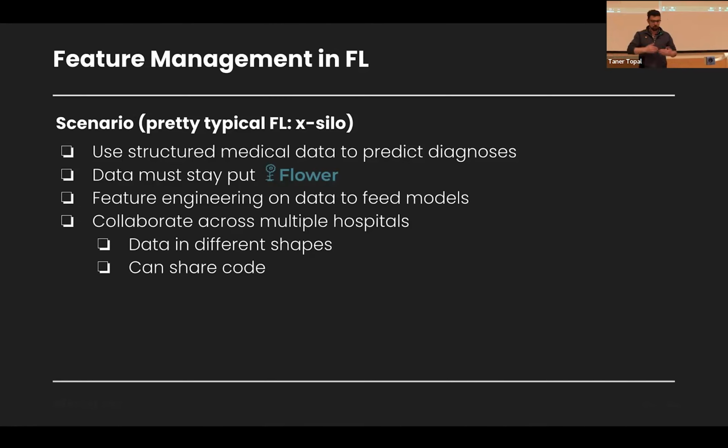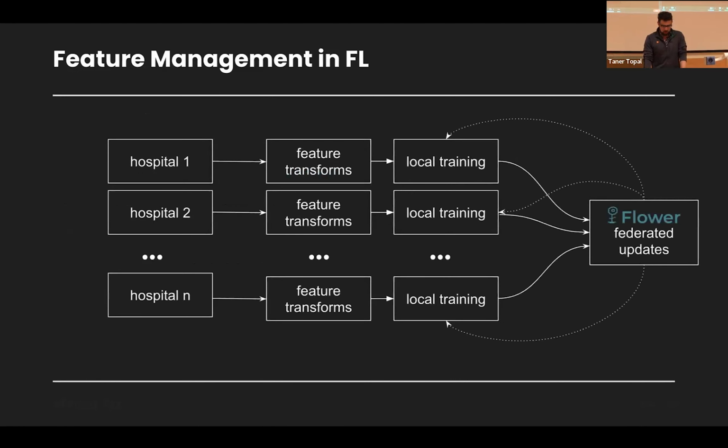You've got feature engineering on this data to feed models. So maybe it's lightweight, moving the data from one place to another to pass it into something self-supervised. Maybe it's more heavyweight, like figuring out exactly what features you want and sharing it with other people. And you want to collaborate across multiple hospitals. These might have data in different shapes. They can't share this data, but they can potentially share code. This is just code. It doesn't contain any regulation-breaking stuff. Right?